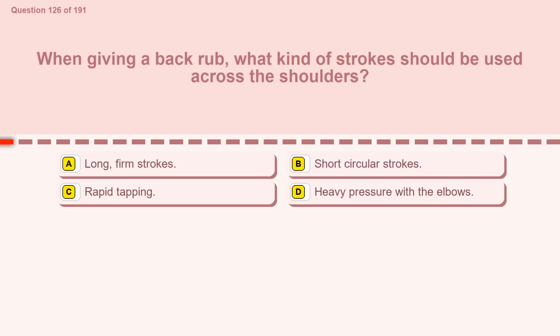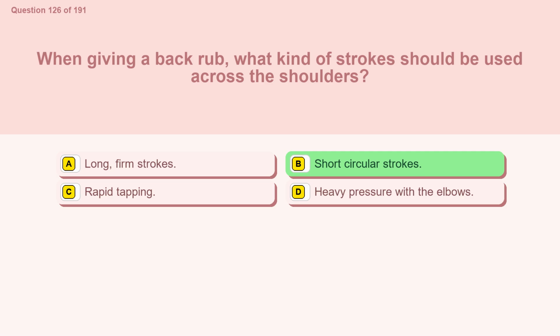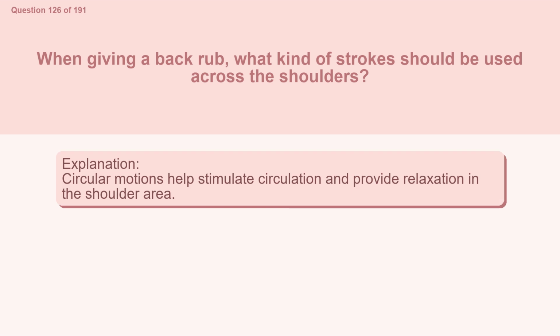Question 126. When giving a back rub, what kind of strokes should be used to cross the shoulders? Option A, long, firm strokes. Option B, short circular strokes. Option C, rapid tapping. Option D, a heavy pressure with the elbows. The correct answer is option B, short circular strokes. Circular motions help stimulate circulation and provide relaxation in the shoulder area.